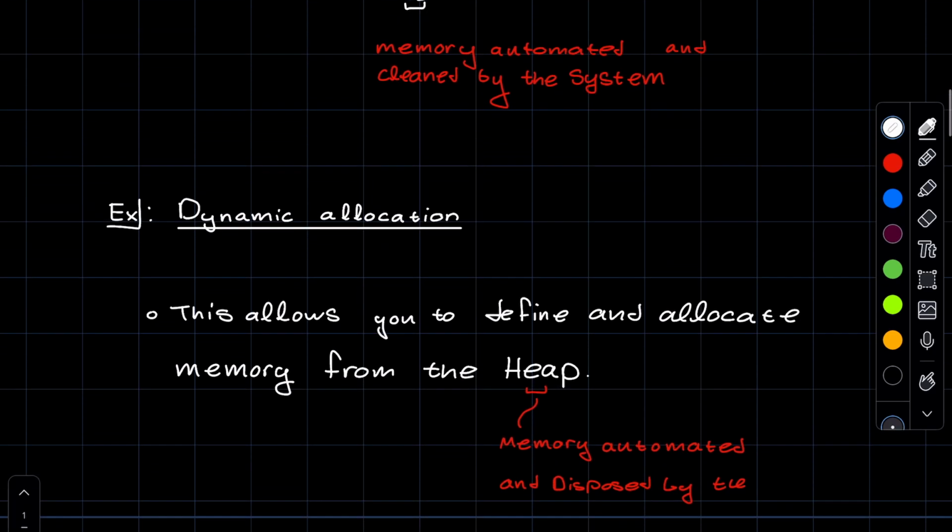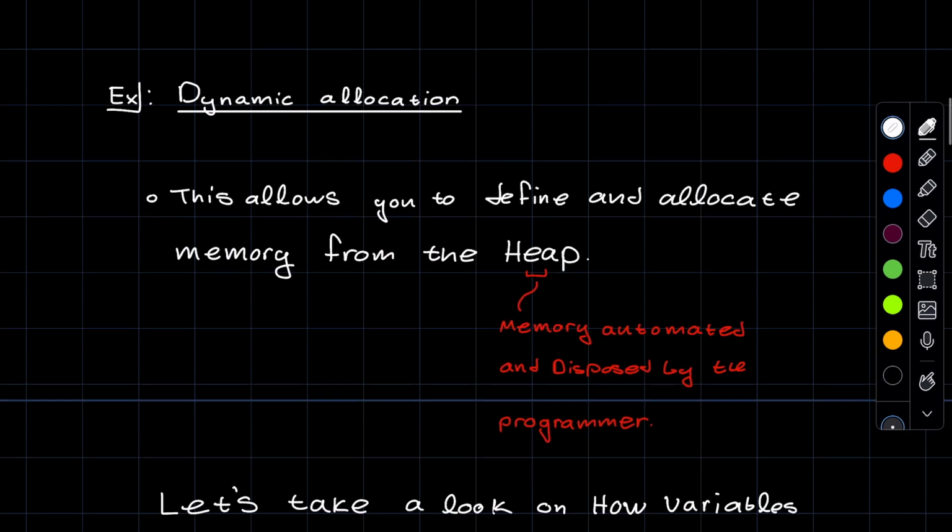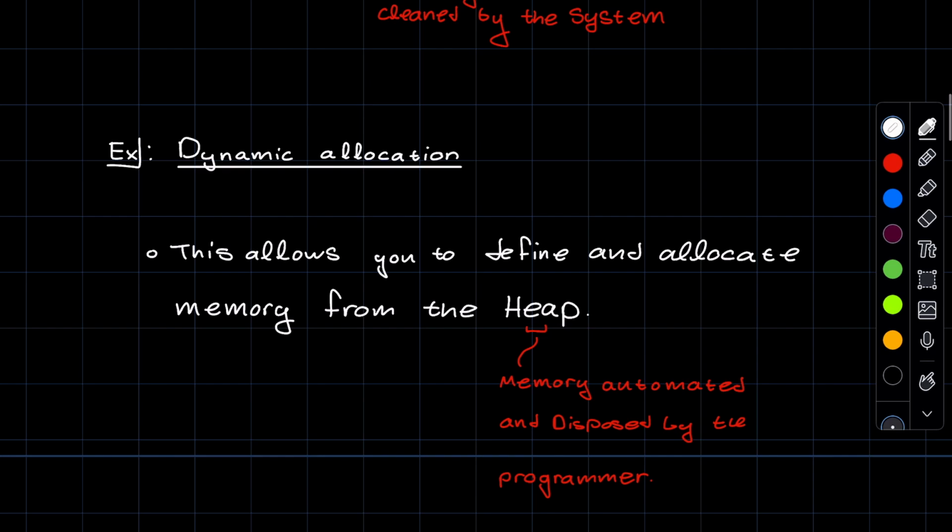This is a little different because you're still able to find and allocate memory as shown previously. However, this time the memory is allocated and disposed of by the programmer. When you create this memory, you usually get it from the heap. It allows you to create and access this memory yourself.